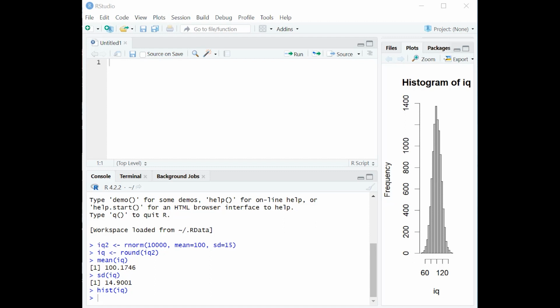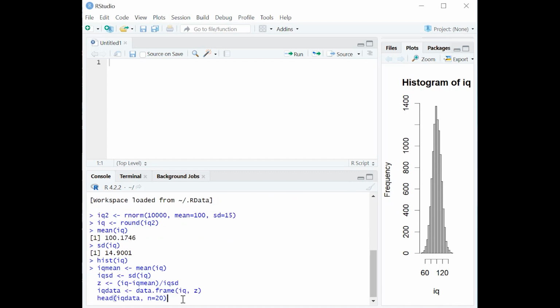Now, I'm not going to show you the whole 10,000 item data set, but I'm going to show you the code to create that z-score. All right. So I'm starting out with something called IQ mean, which is the mean of IQ, which again I know is pretty close to 100. I'm creating another variable to capture standard deviation, which is 14.9. Z is the name I'm assigning, not surprisingly, to my z-score variable.